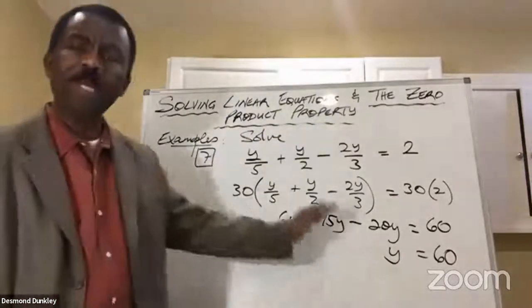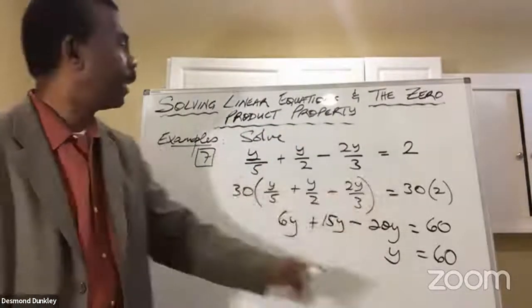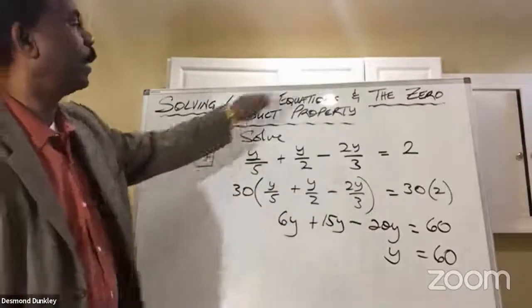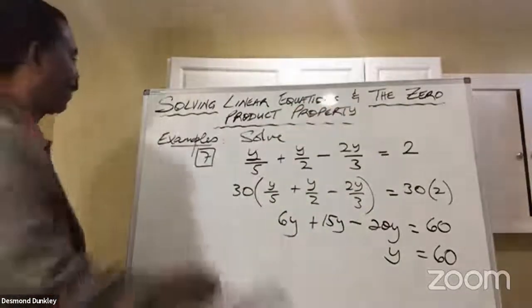So now that you see what we're doing, let's do one more with the fractions, and then we'll transition over to zero product property.